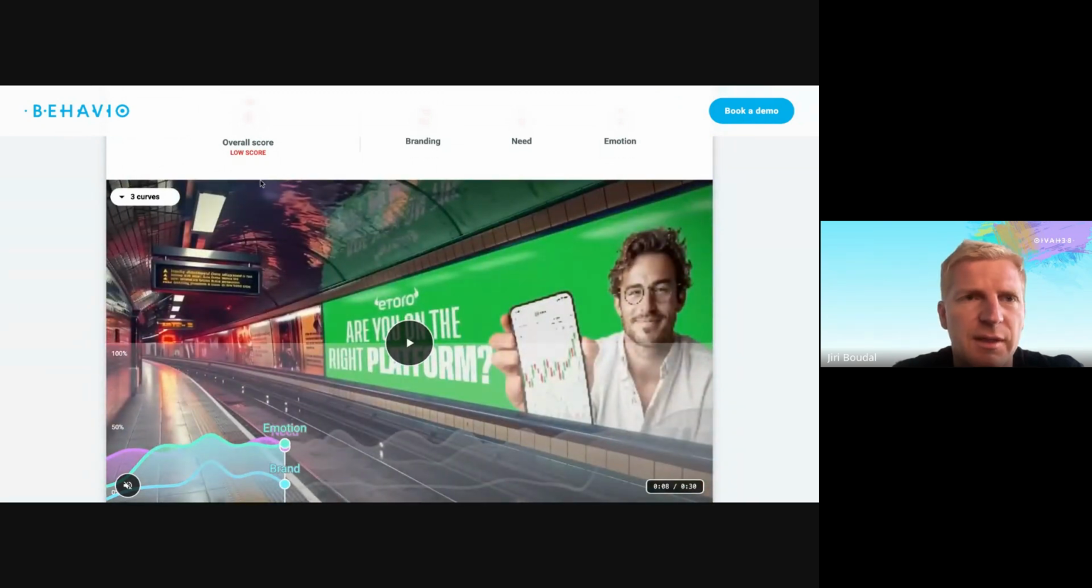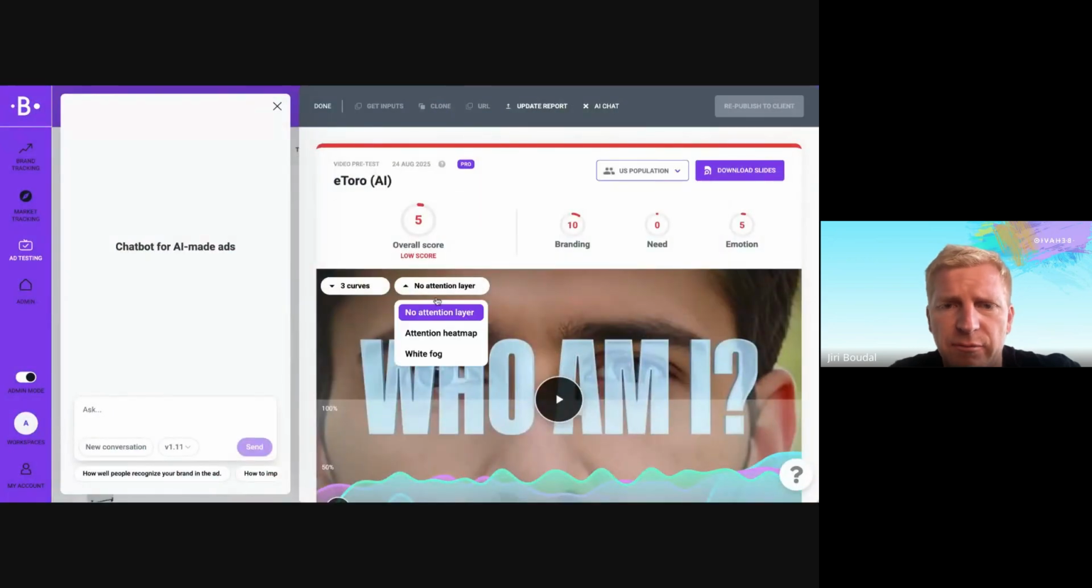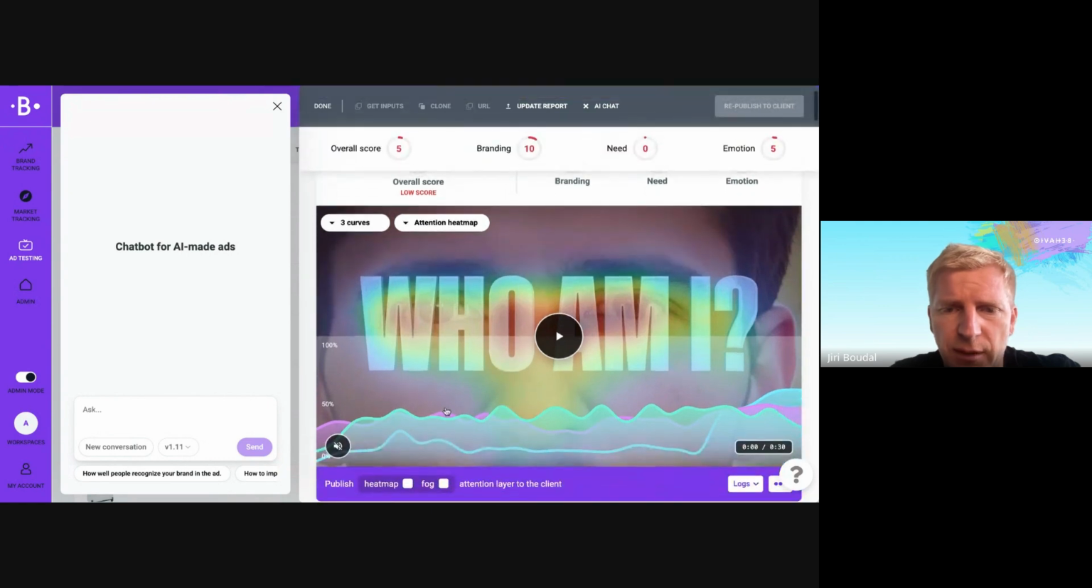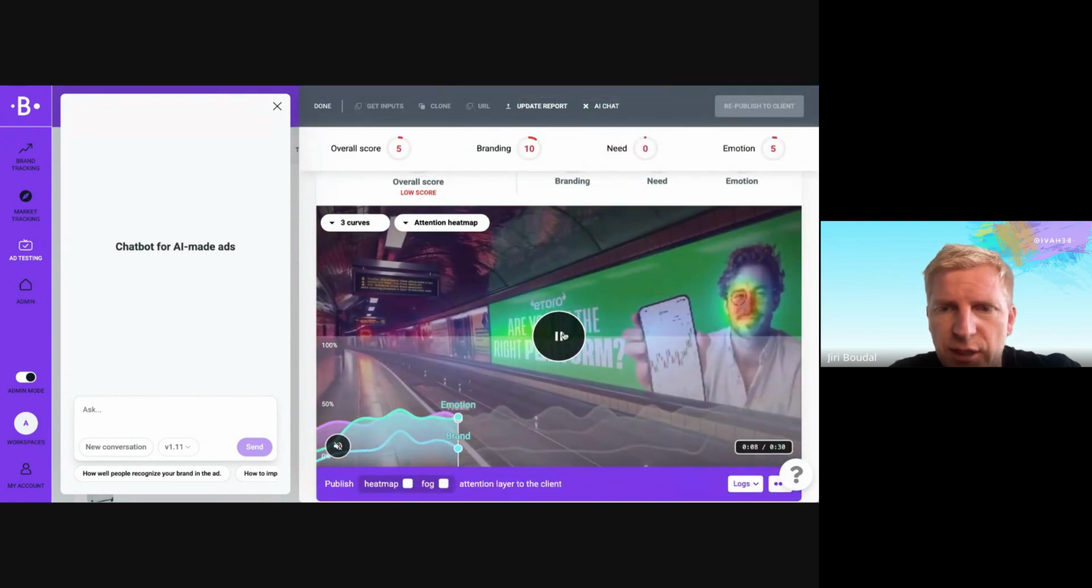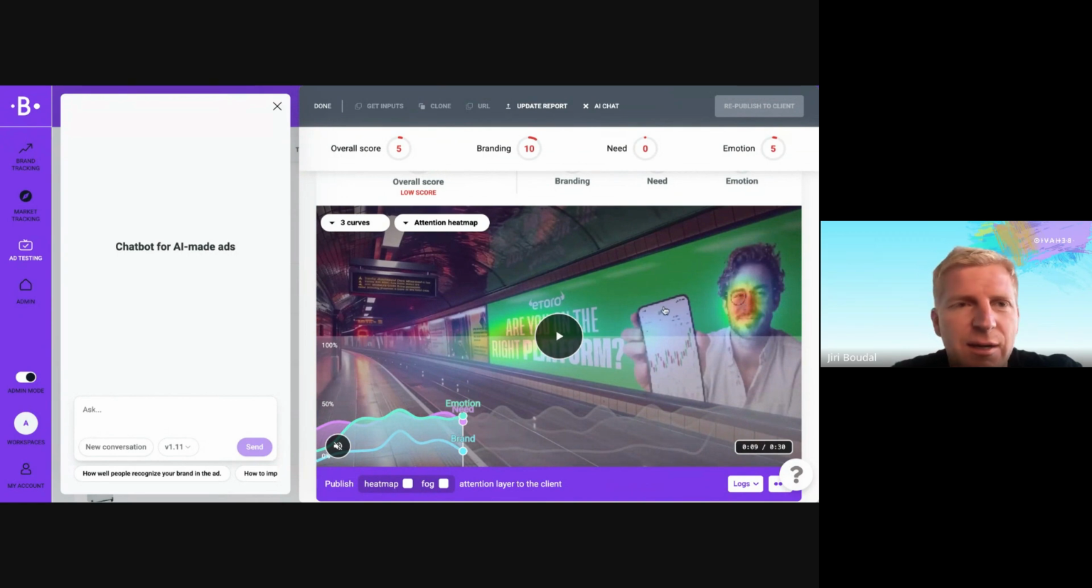So for example, I think we don't have an attention layer here. Sorry, let me switch here. I have another view. Share this tab instead. And here I have the attention layer as well. And as you can see here, most people are looking typically at the faces. So one way to make your branding higher is to, and we've seen some ads that are super great in this, and they're getting into the 90th percentile with that.